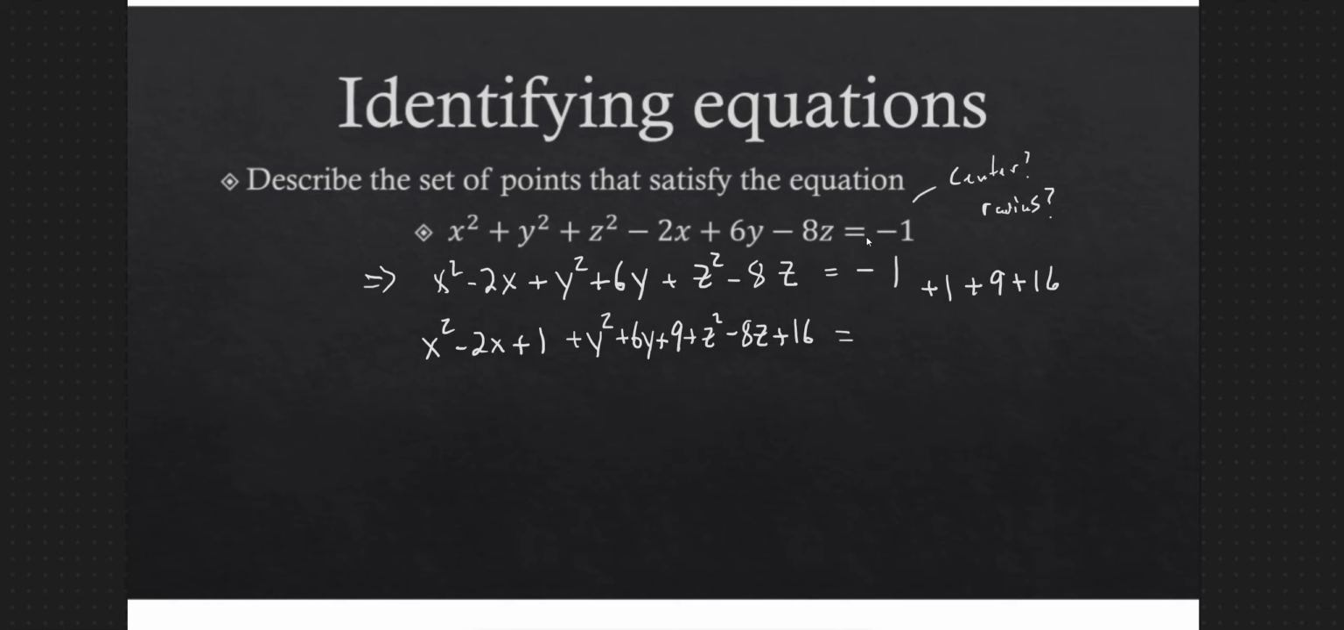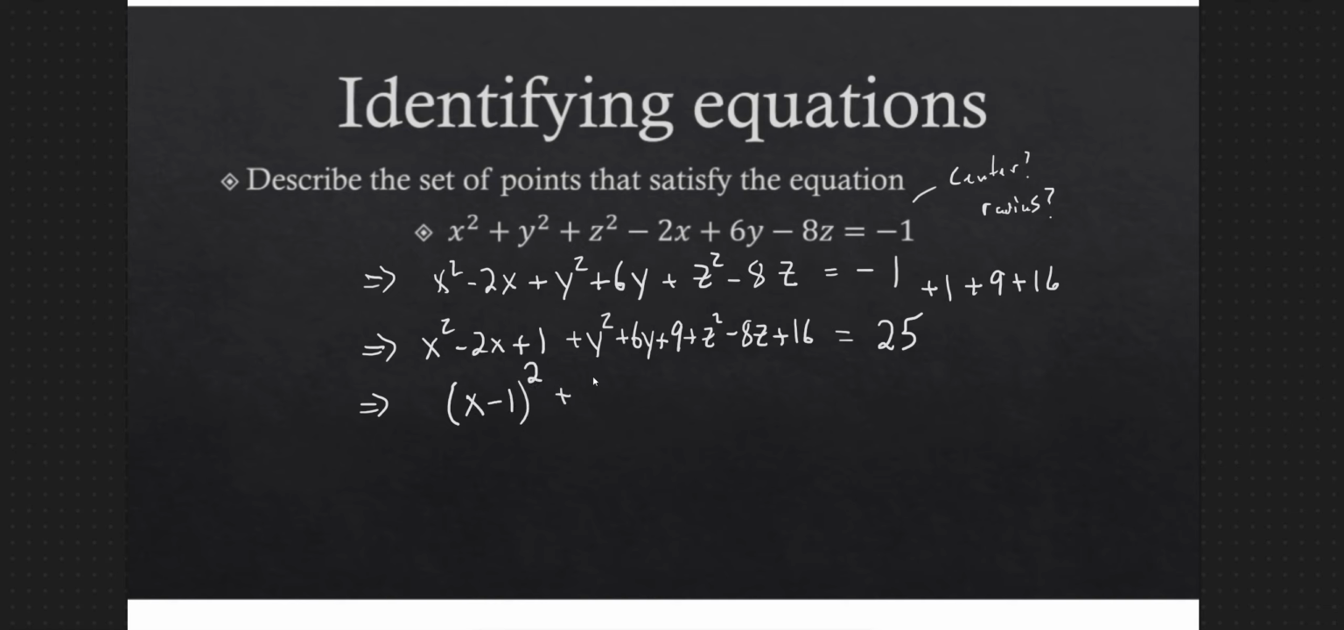So negative 1 and 1, that gives me 0. 9 and 16, that gives me 25. So this is my next line. I've added all these constants so that each x, y, and z will be perfect squares. And let's keep going. So that means this x squared minus 2x plus 1, I can factor that. That's x minus 1 squared.